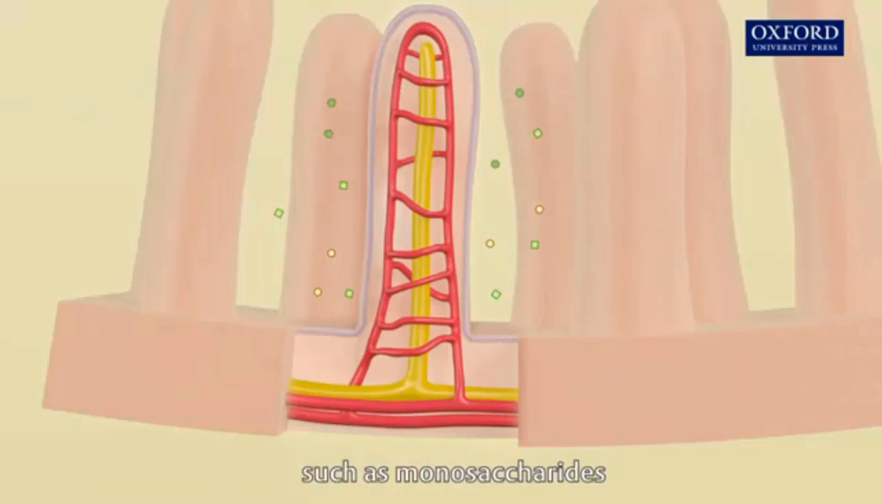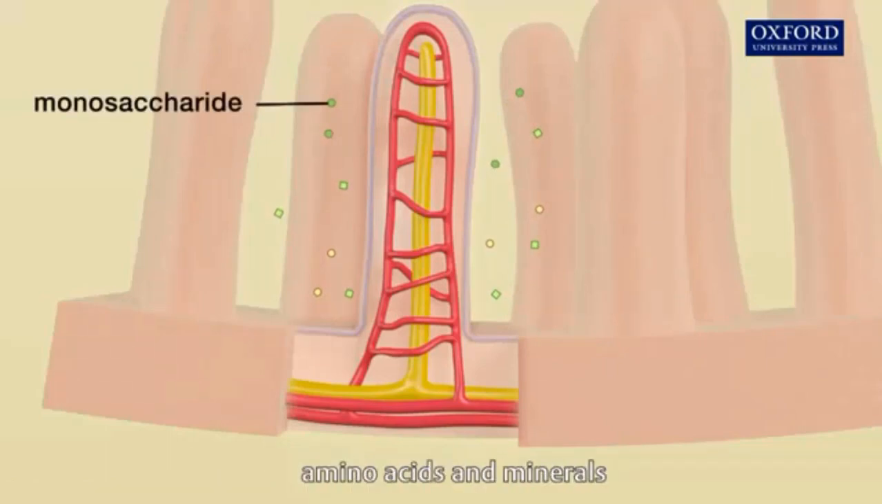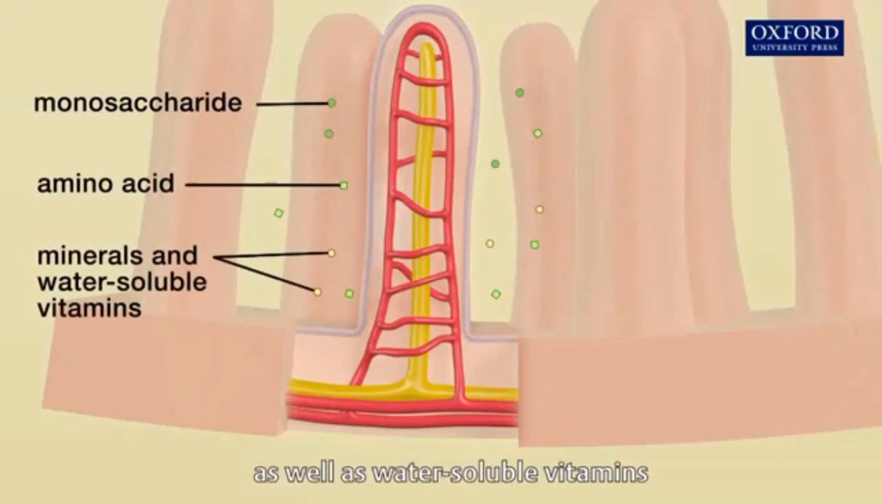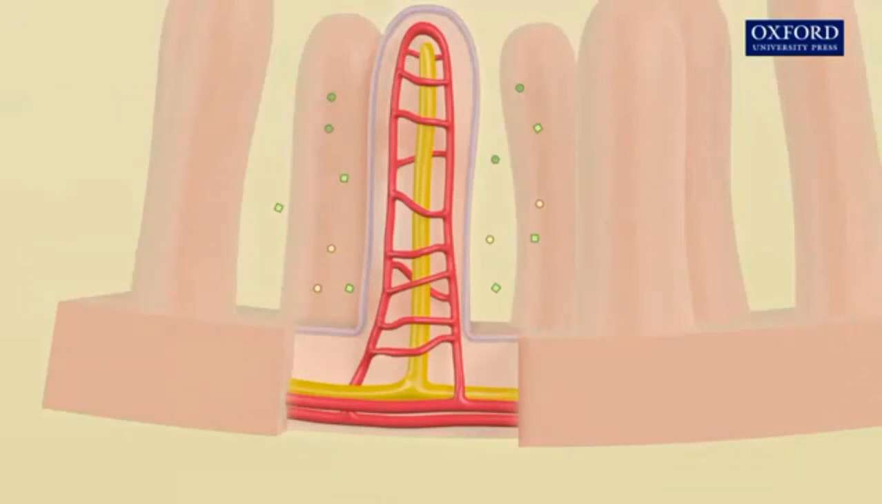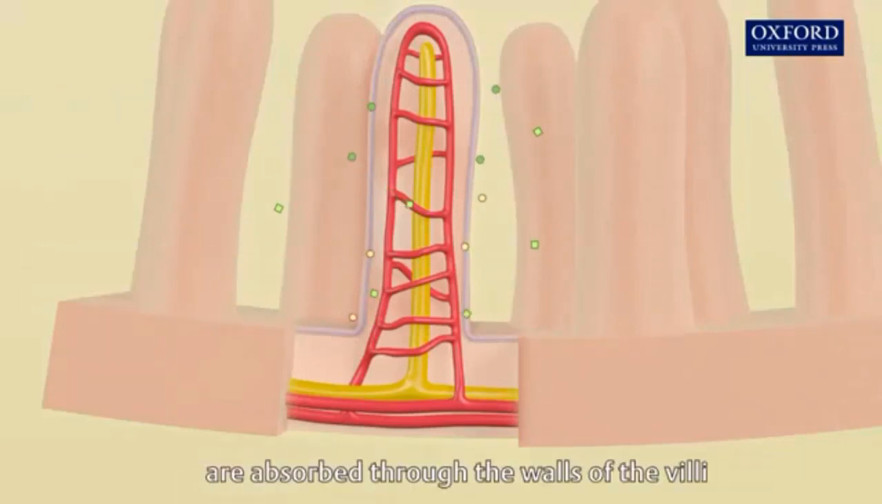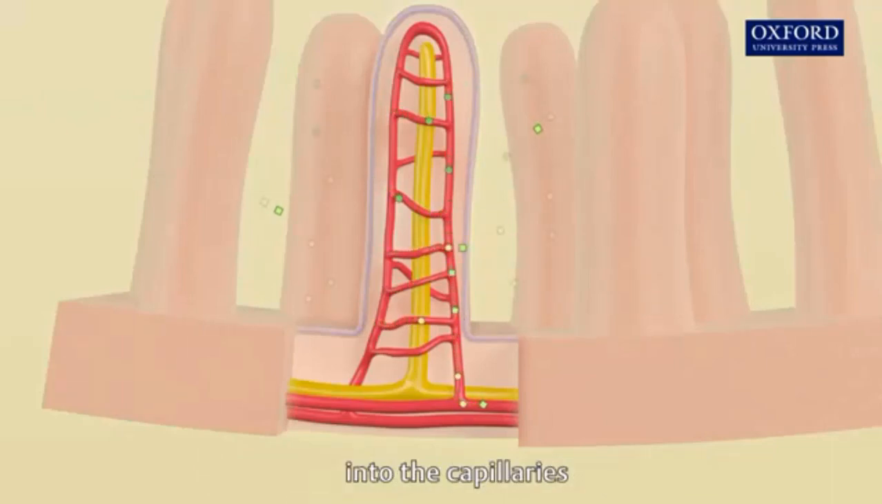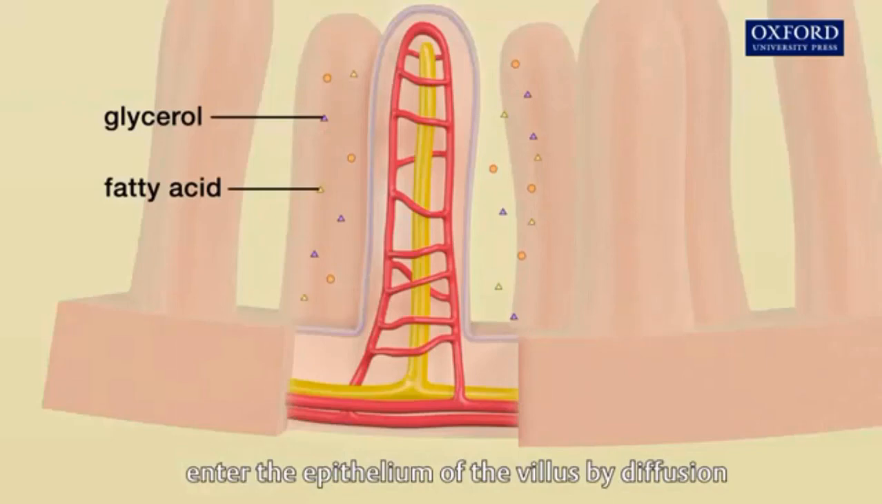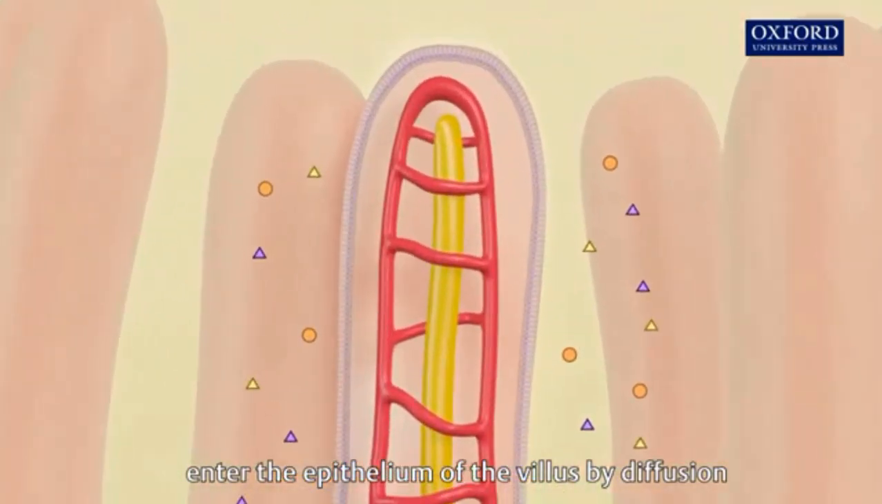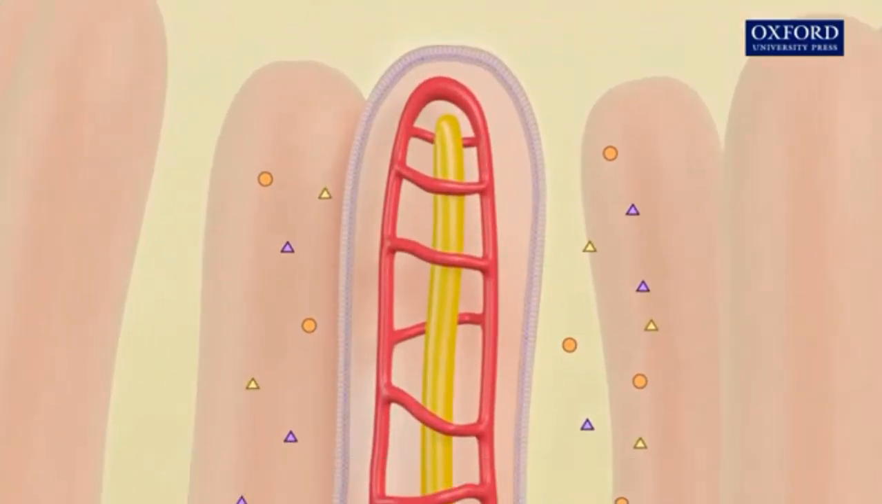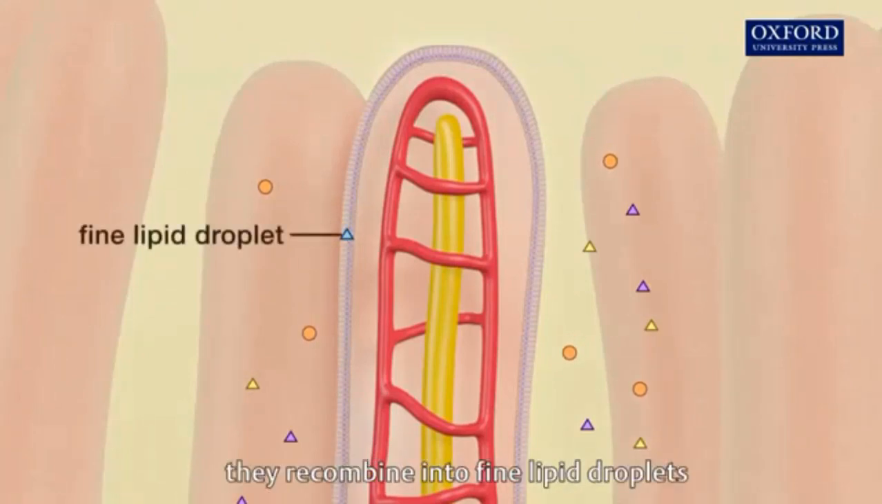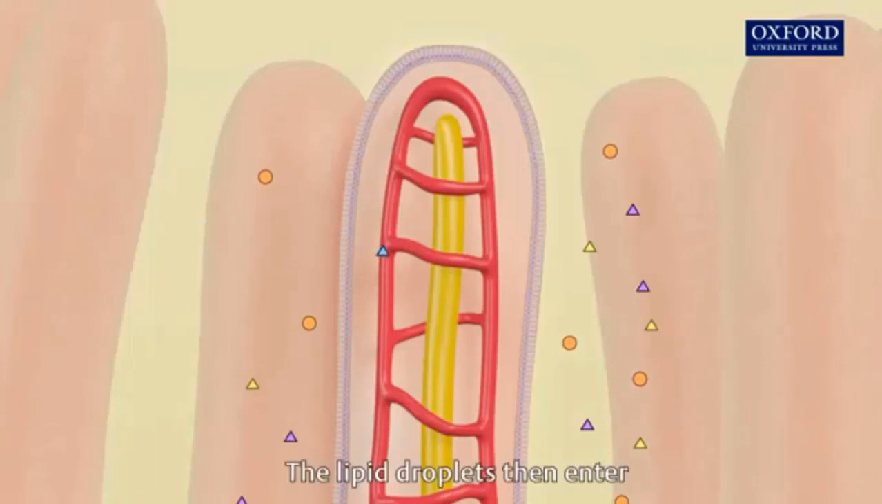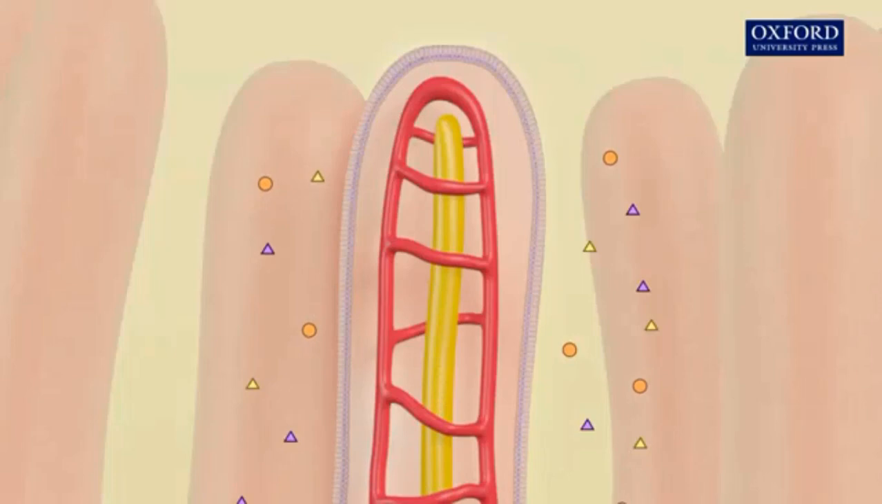Water-soluble food molecules such as monosaccharides, amino acids and minerals, as well as water-soluble vitamins, are absorbed through the walls of the villi into the capillaries. On the other hand, fatty acids and glycerol enter the epithelium of the villus by diffusion. In the epithelial cells, they recombine into fine lipid droplets. The lipid droplets then enter the lymph in the lacteal.